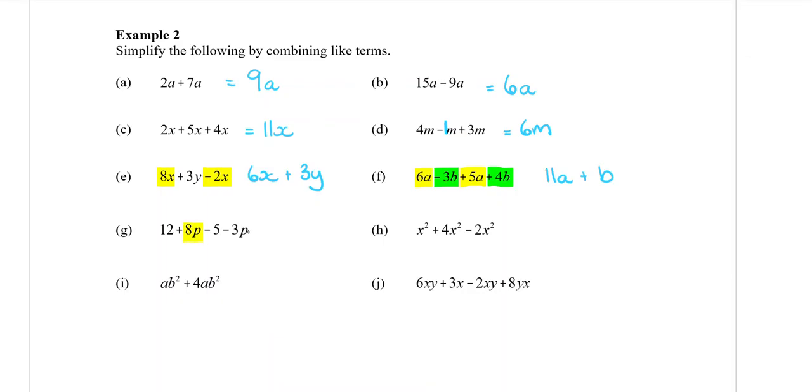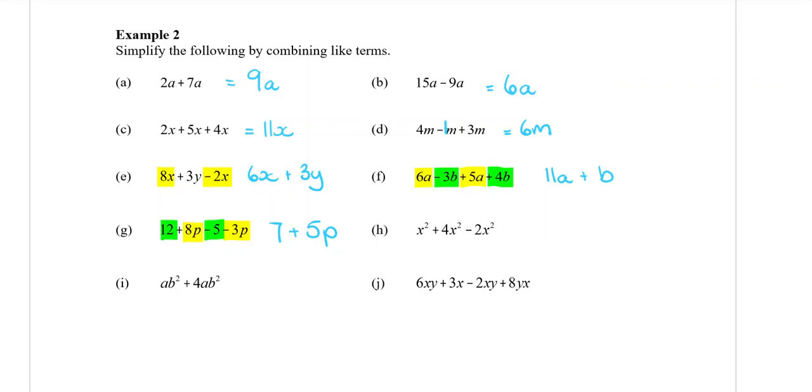Question G, we have 12 plus 8p minus 5 minus 3p. So 8p and minus 3p, they are like terms because they both have p's. But the 12 and the minus 5, they are both like terms as well because they're both what we call constant terms, ones that have no letters. So let's again put those together in their pairs. Let's do the green ones first this time. 12 take away 5 is 7. And then doing the p's, we're going to have 8 take away 3, which is 5, a positive 5, so we use a plus sign, so positive 5p.